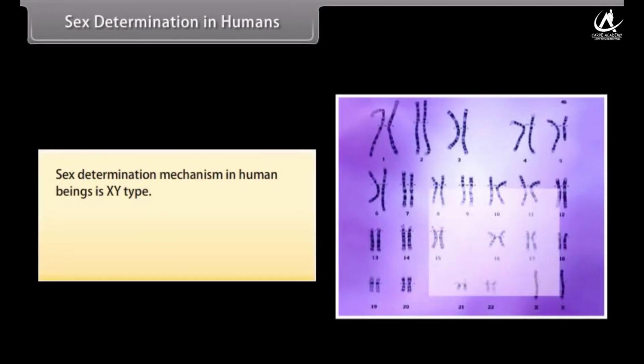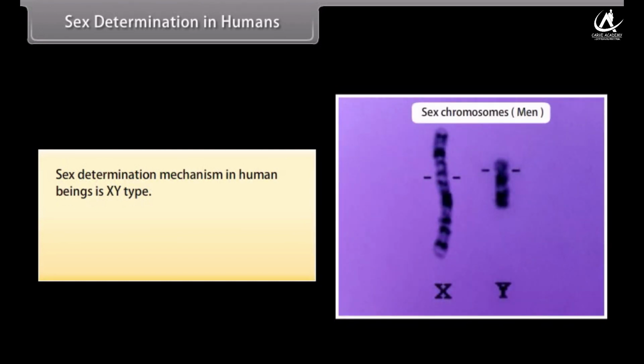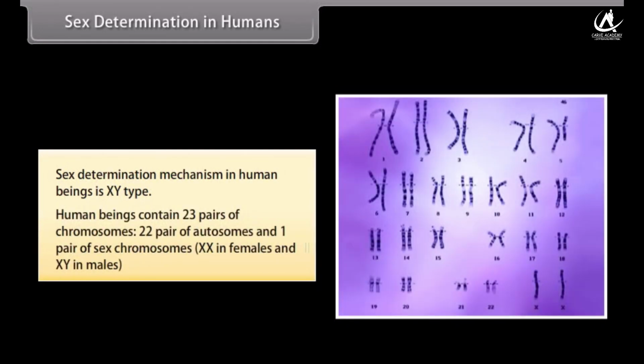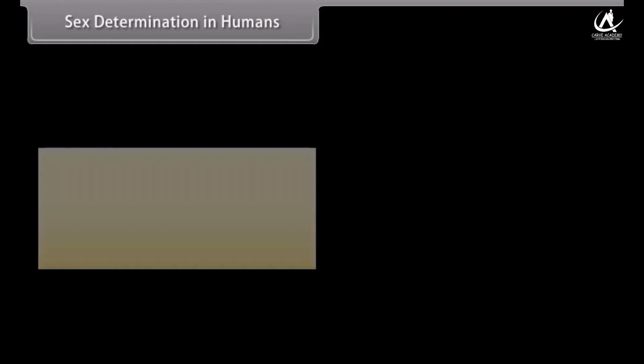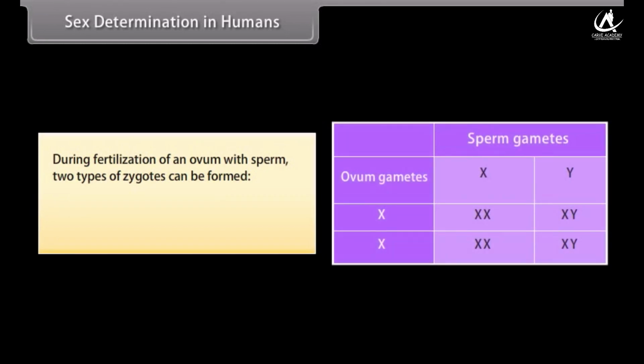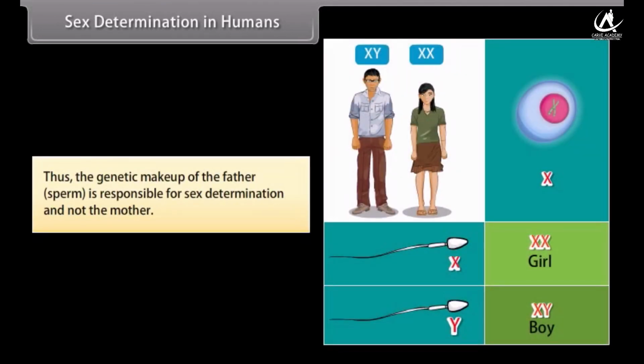Sex determination in humans. The sex determination mechanism in human beings is XY type. Human beings contain 23 pairs of chromosomes: 22 pairs of autosomes and one pair of sex chromosomes, XX in females and XY in males. During fertilization of an ovum with sperm, two types of zygotes can be formed. Therefore, there is a 50% chance of birth of a male child XY or a female child XX. Thus, the genetic makeup of the father's sperm is responsible for sex determination and not the mother.